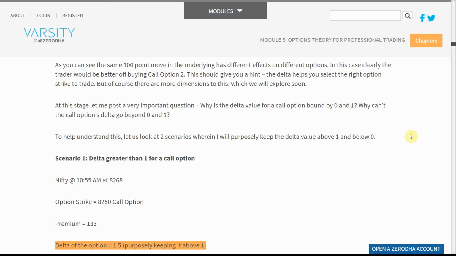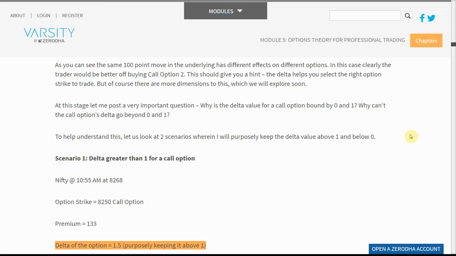At this stage, let me pose a very important question. Why is the delta value for a call option bound by 0 and 1? Why can't the call option's delta go beyond 0 and 1? To help understand this, let us look at two scenarios wherein I will purposely keep the delta value above 1 and below 0.